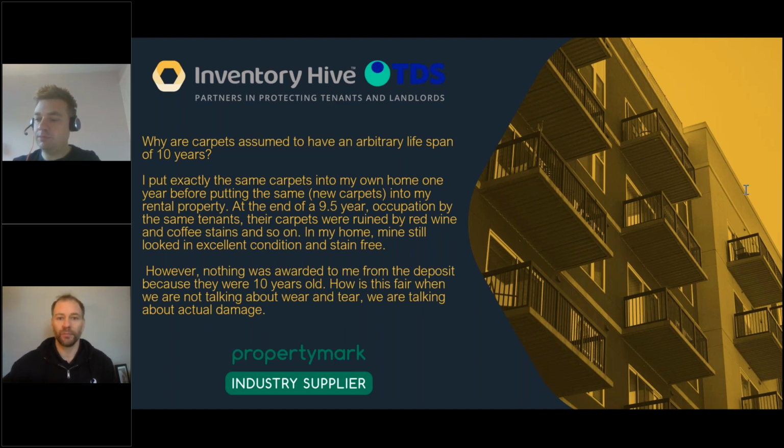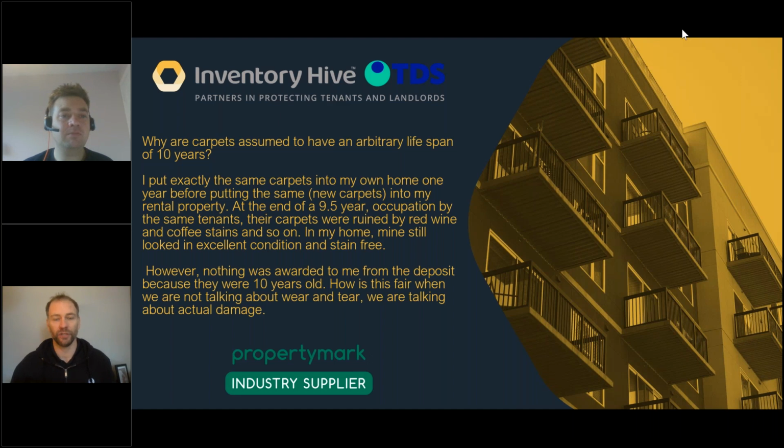Reasonably, we have to consider the fact that in a rental property, a carpet will be subjected to a greater level of wear and tear. It's as simple as that. In this case, maybe the landlord lived alone or lived with their partner only. They didn't wear their shoes indoors. They didn't have many visitors. But in a rental property, we have to make a reasonable allowance.